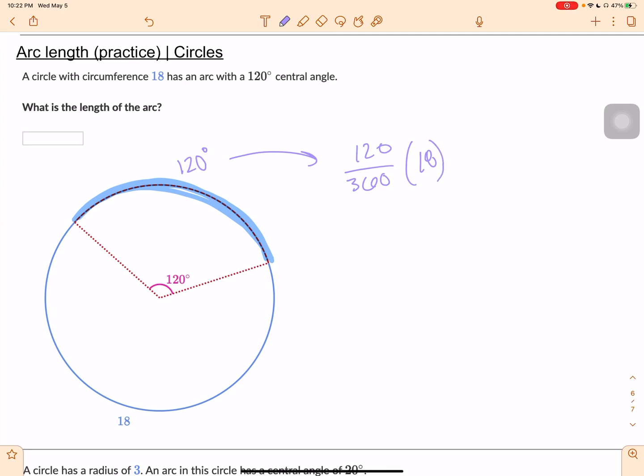So we can simplify 120 over 360 to 1/3 times 18. 1/3 times 18 is 18 over 3, which is 6. So the length of the arc is 6. And this is the same idea if you had been given the area. You would take the fraction of the area of the sector and just multiply them together. Okay? Multiply that by its area.